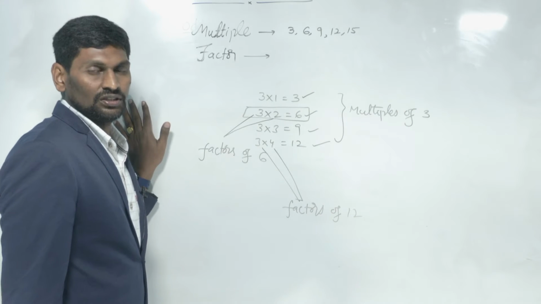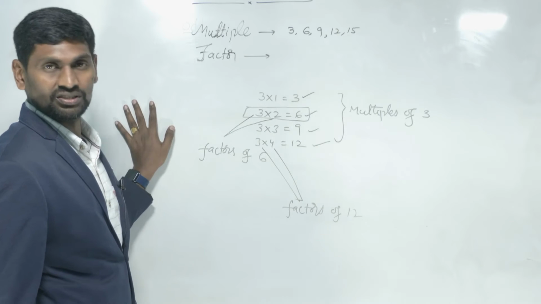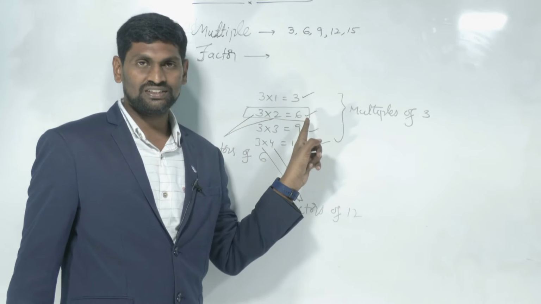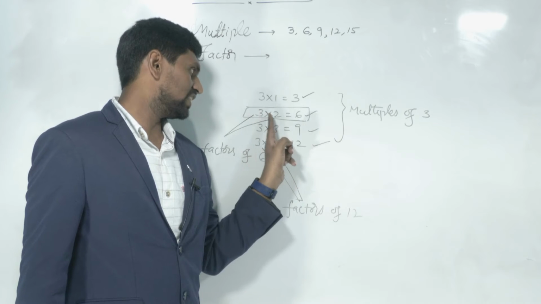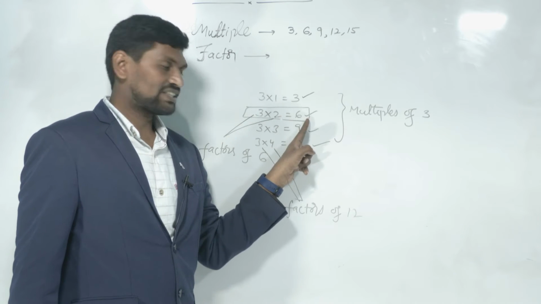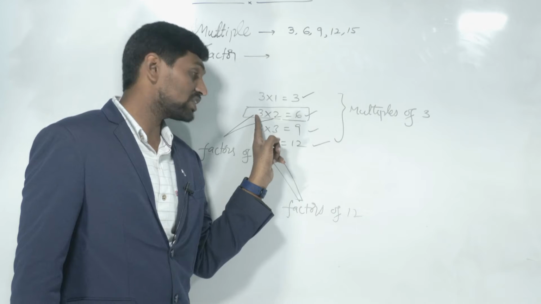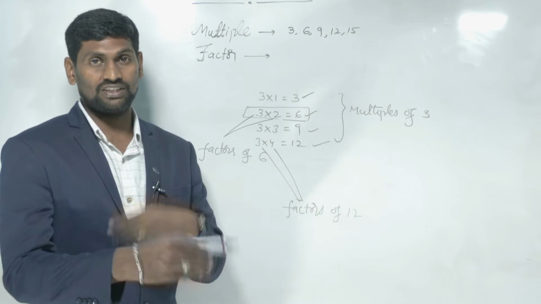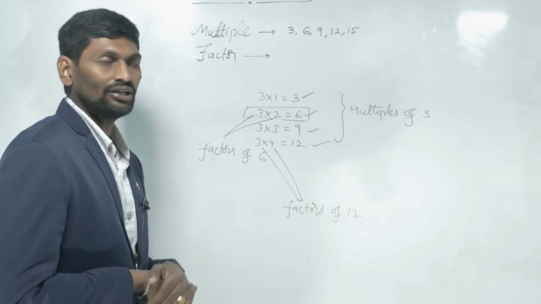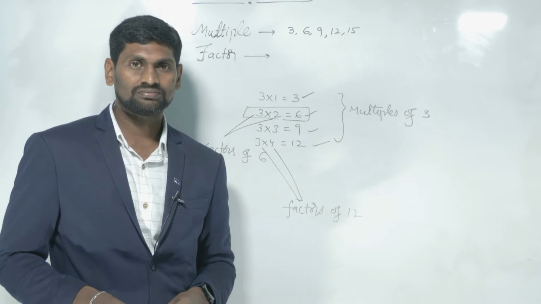Got it? So multiples can be remembered easily with the table. Factors means, for example, in a table if you take 6, 3 2s are 6, so 6 is a multiple of 3 and 2. That means 6 will come in the 3 table, 2 table also. 6 is a multiple of both 3 and 2, and reverse, 3 and 2 are factors of 6. Okay, now?